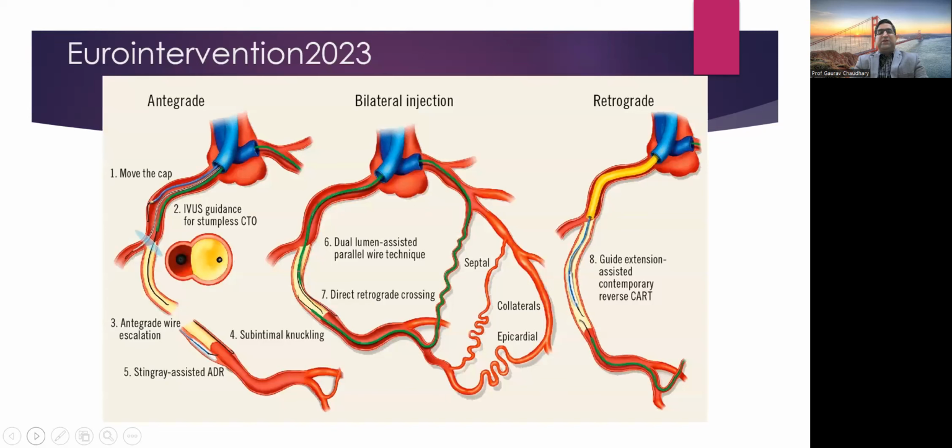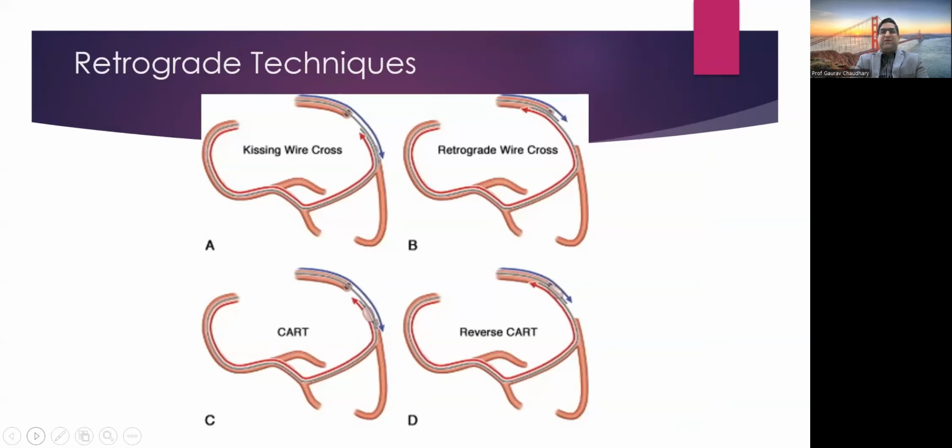This is the latest EuroIntervention algorithm. We suggest that if we are not able to go with the antegrade approach, then we can take a bilateral injection that will show septal or epicardial collateral. There we can use various techniques like direct retrograde crossing, kissing wire technique, contemporary reverse CART, or knuckle CART. These are the four main techniques used once we are going retrograde. I will discuss these approaches one by one later, and how to approach these techniques in a retrograde manner.